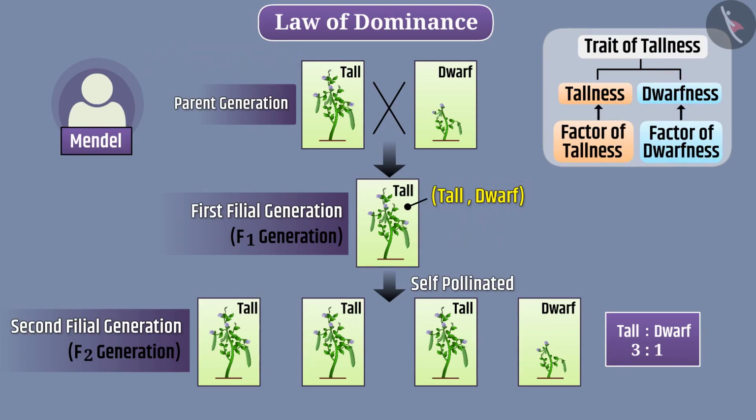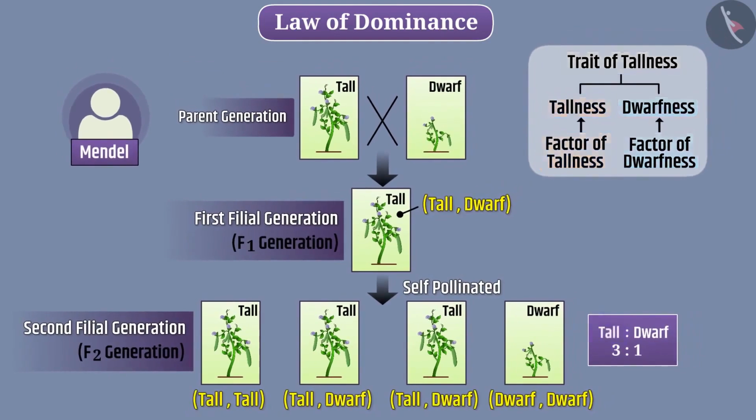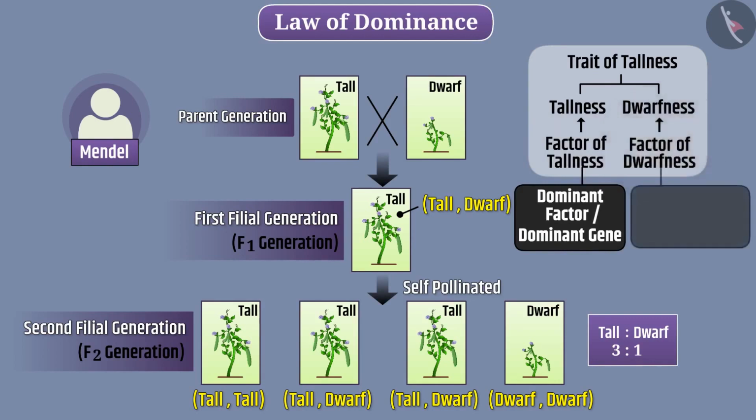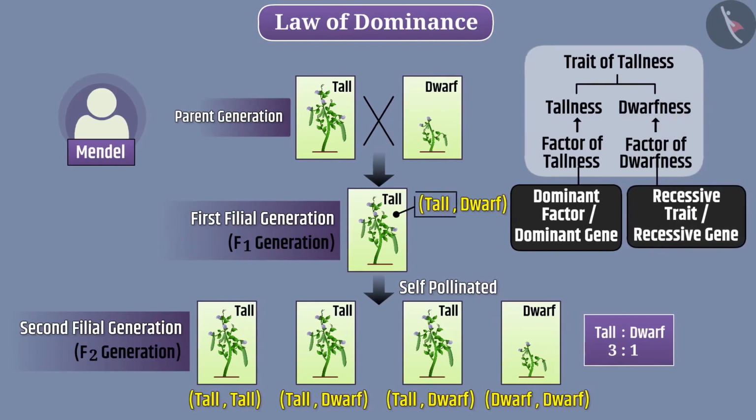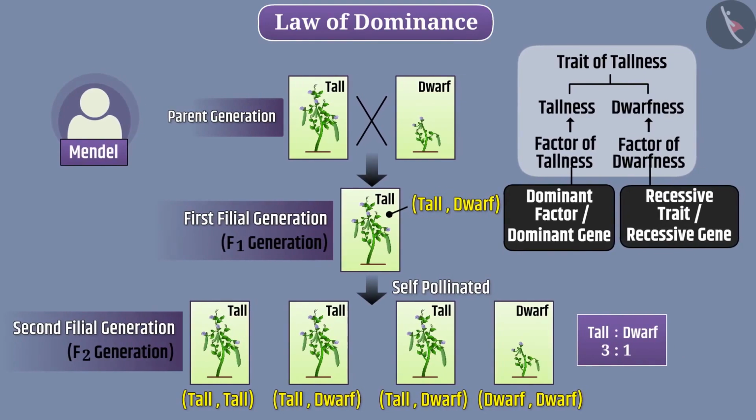If in the pair of factors the two alleles are different, then only one of the factors is allowed to get expressed. The factor that gets expressed is called the dominant factor or dominant gene, while the factor that remains idle is called the recessive trait or recessive gene. Thus, only one copy of the dominant factor ensures expression of the dominant character. Similarly, for the expression of the recessive trait, both factors in the pair must be recessive.